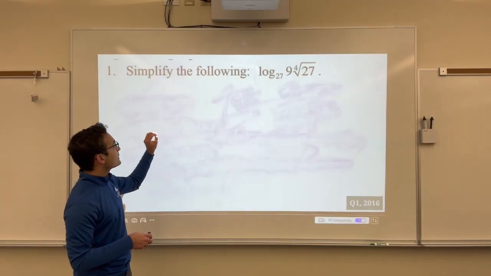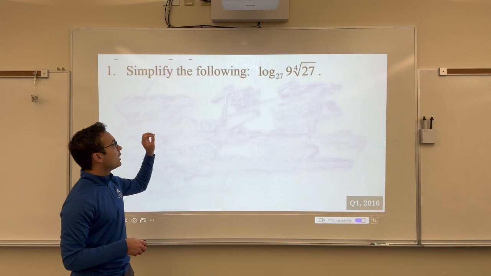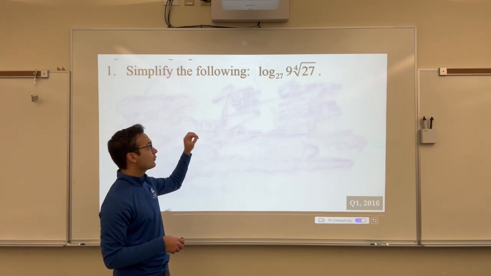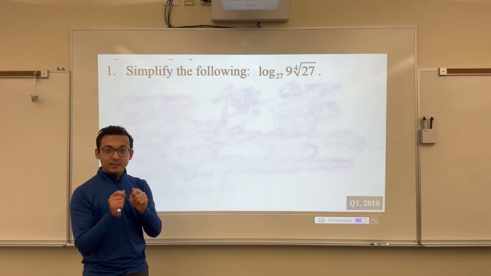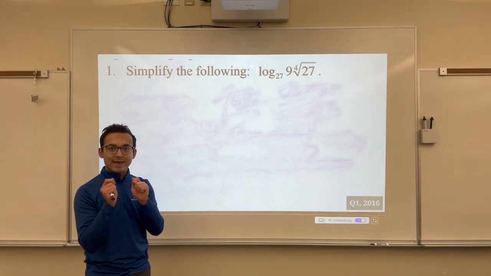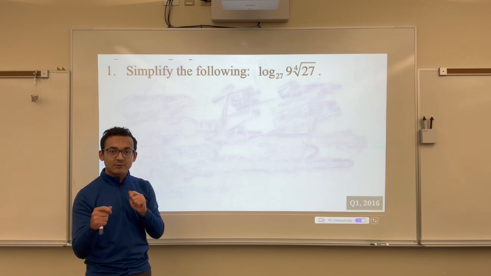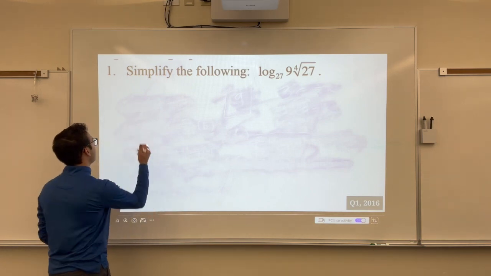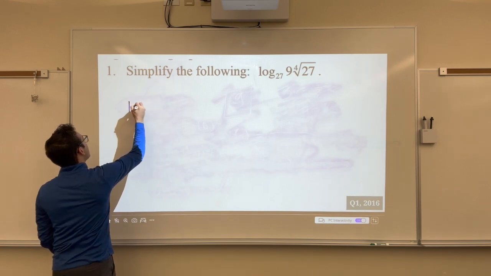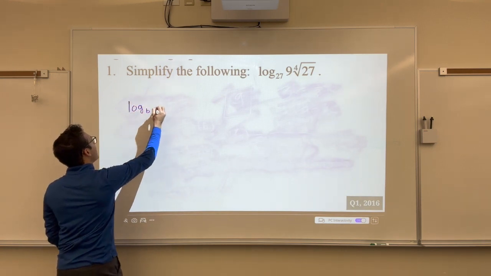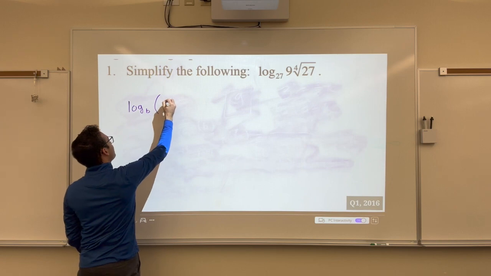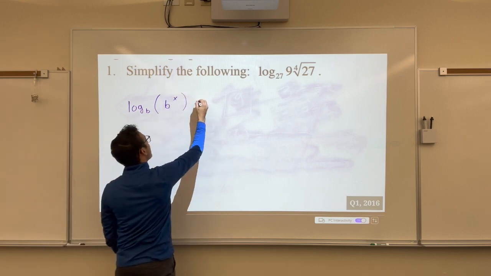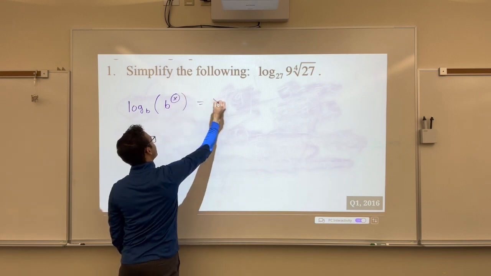Alright, this problem is asking us to simplify the following. Log base 27 of 9 times the 4th root of 27. Remember at the beginning of this video that I said logs and exponential functions are inverses of one another. That means that the following fact is true. If we have log base b, and then inside of that we have b raised to the x power, that is just going to be equal to x.